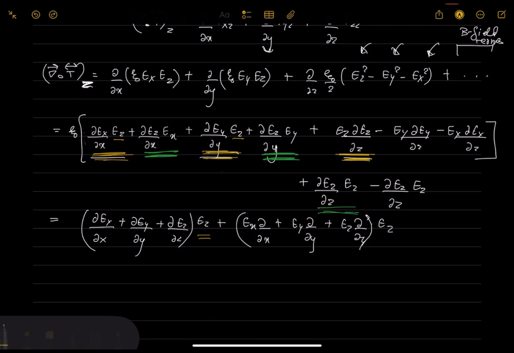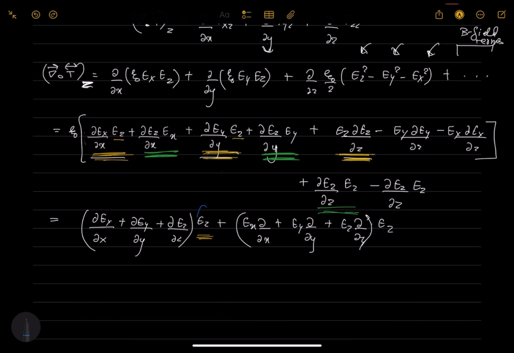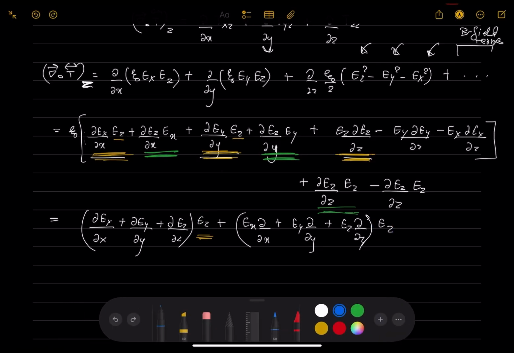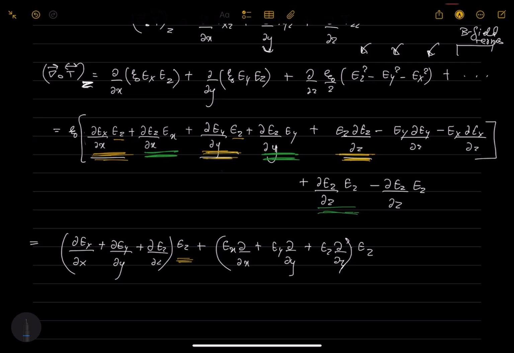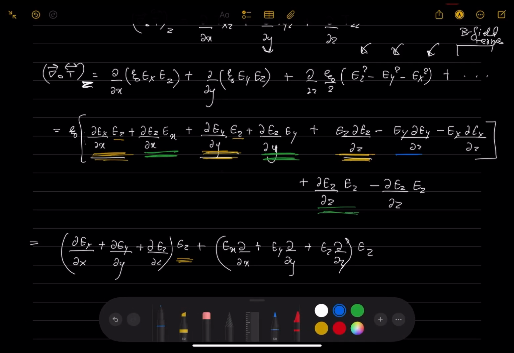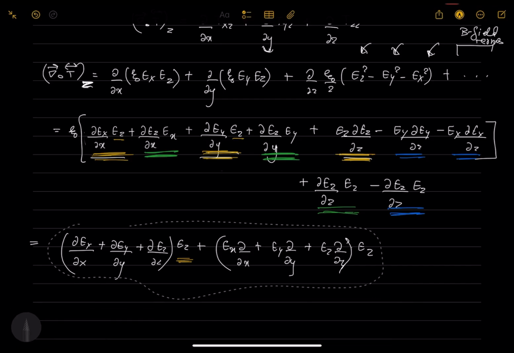And there should be symmetry for the x and y terms as well. We should get something very similar for the x term of the divergence. It's just a simple replacement: we replace this Ez with Ex for the x term. And it's about completed, but we have three remaining terms exactly. I'm going to underline them in blue. We have three remaining terms exactly, and let's make some space for them.